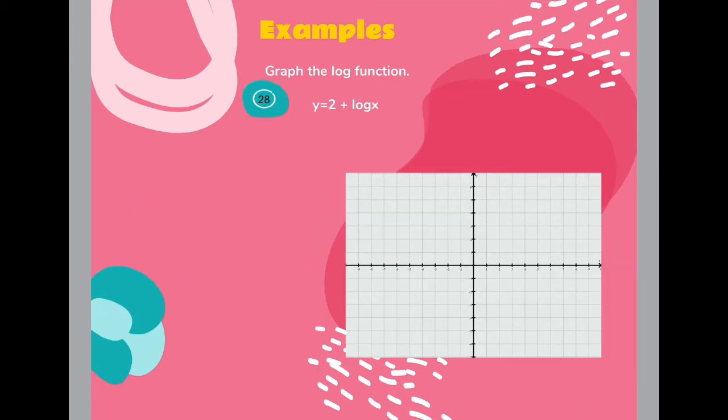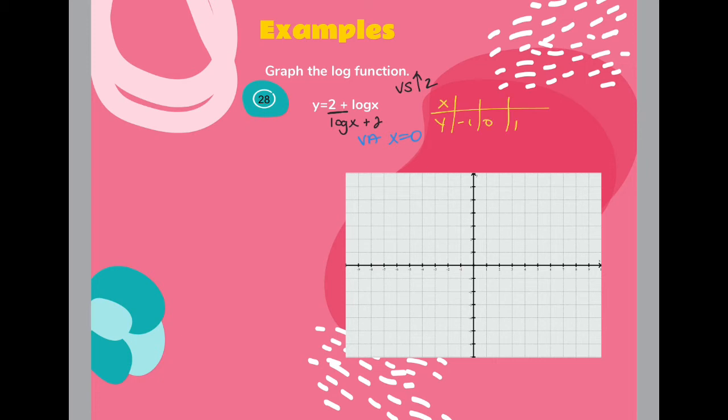All right, one more example like that. This time the plus 2 is separated out. It's not inside the parentheses. So this is the same thing as saying log of x plus 2. This is a vertical shift up 2. It doesn't impact my vertical asymptote, so my vertical asymptote is still at x equals 0. I'm going to plug in my points.